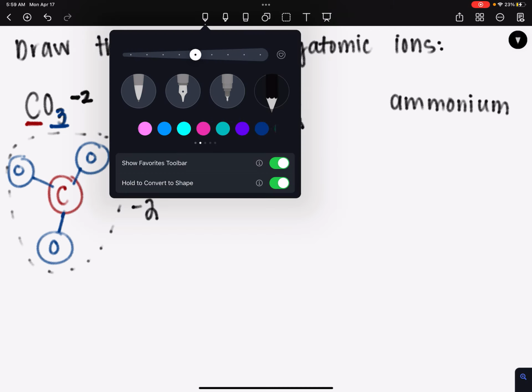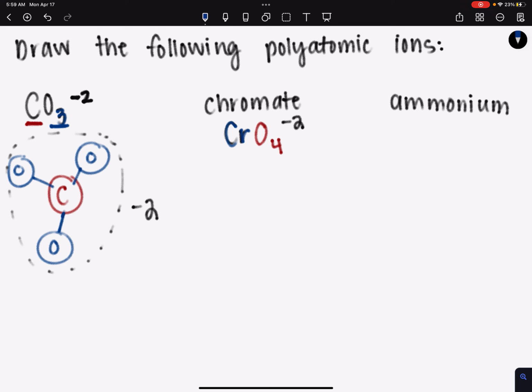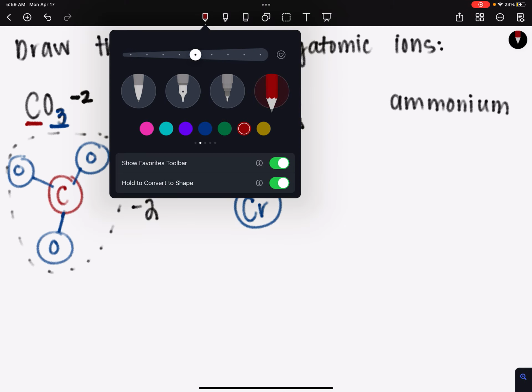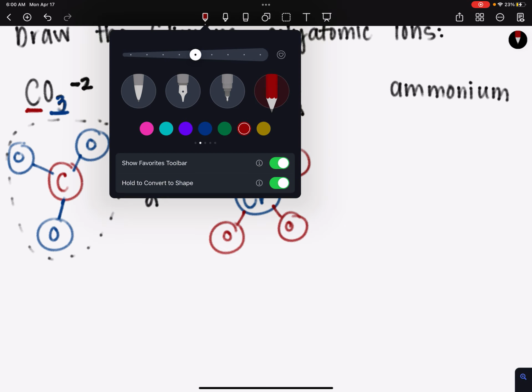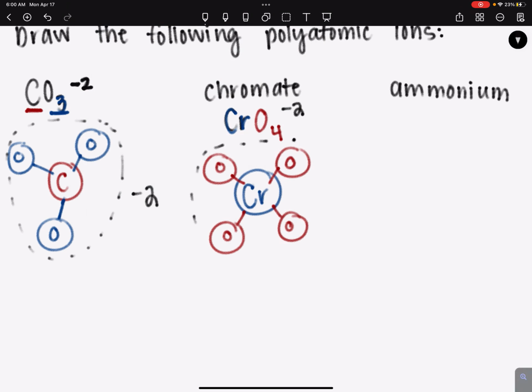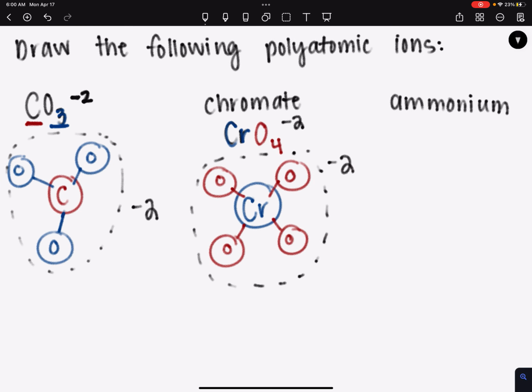So let's get started with illustrating this. Cr is my abbreviation for chromium. According to this formula, there is 1 chromium atom in this molecule. There are 4 oxygen atoms in this molecule. So I'm going to draw 4 oxygens connected. And then overall, this molecule has a -2 charge. So let's illustrate that. Perfect.